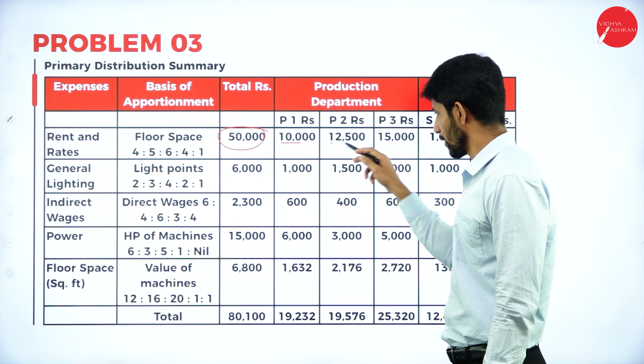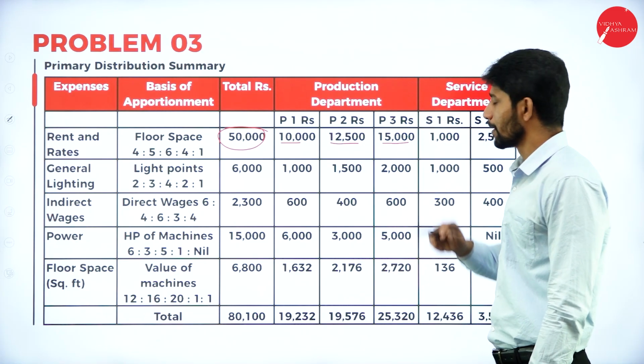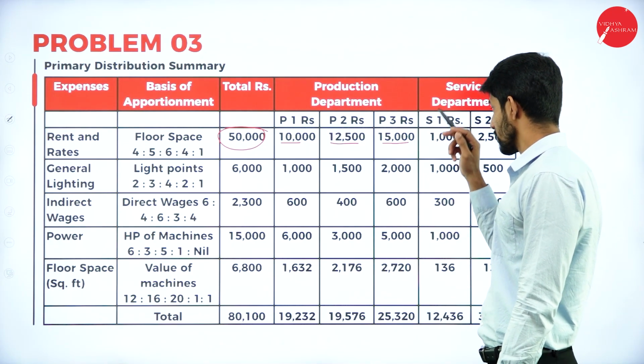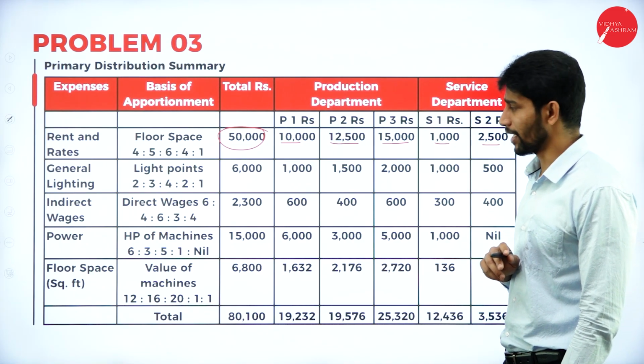Next for production department 2, it is 12,500. Next production department 3, it is 15,000. Service department 1, 1,000. Service department 2, it is 2,500.